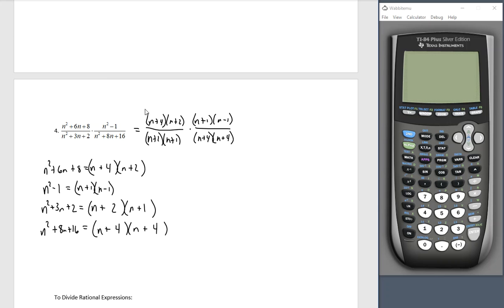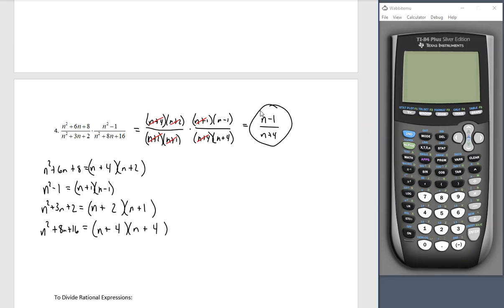All right, so I have an n plus 4. I have another n plus 4, so I'm going to cancel one of them. N plus 2 in the numerator, n plus 2 in the denominator. N plus 1 in the numerator, n plus 1 in the denominator, n minus 1 in the numerator, no n minus 1. So it doesn't cancel all of that. And I get n minus 1 over n plus 4.